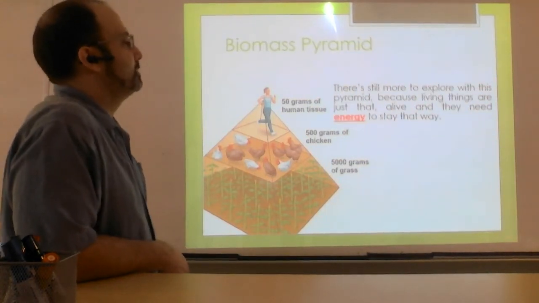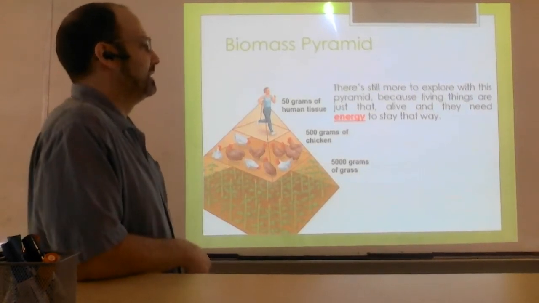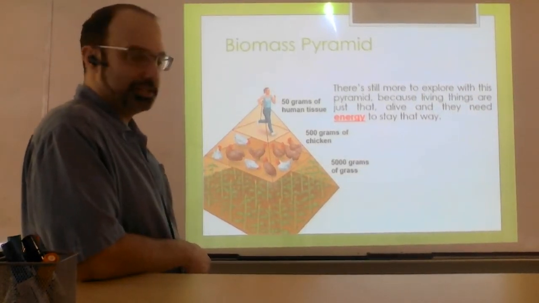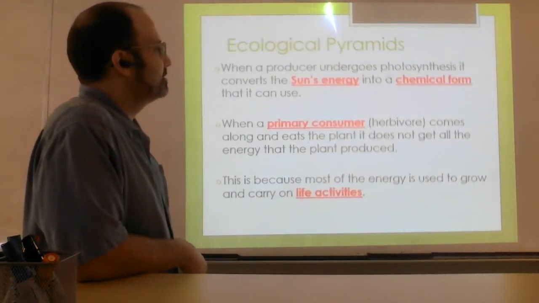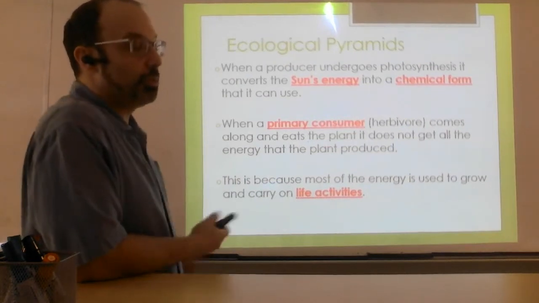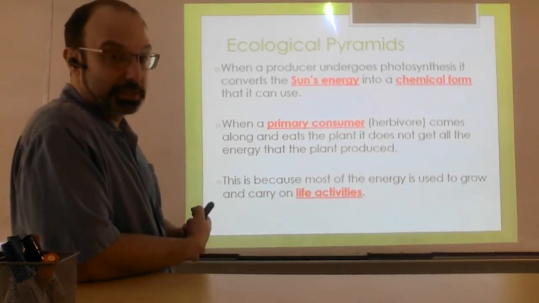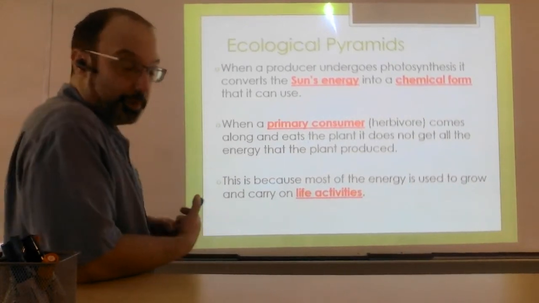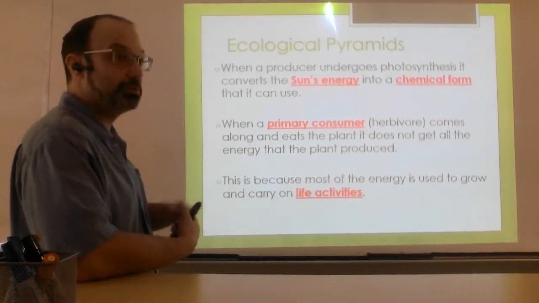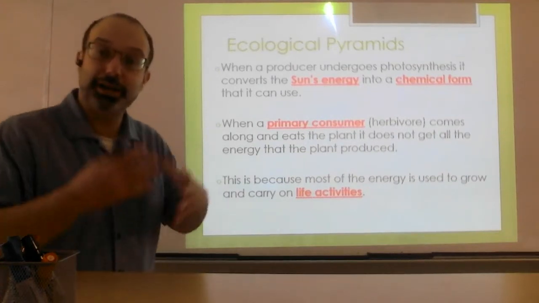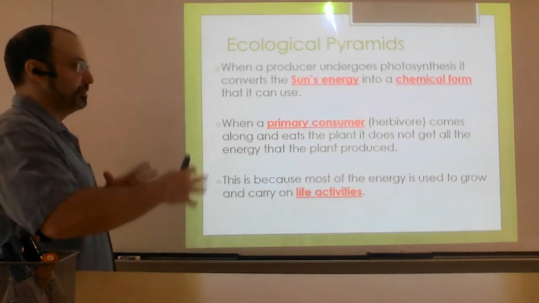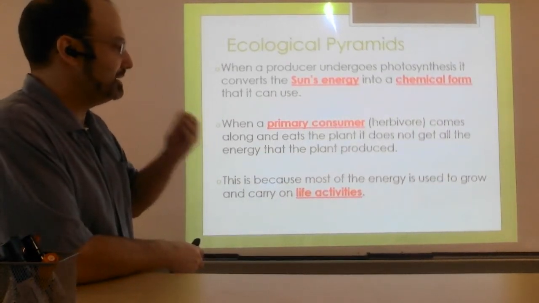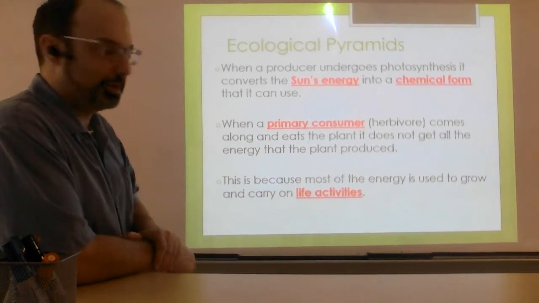There's still more to explore with this pyramid just because living things are just that, alive, and they need energy to stay that way. So when a producer undergoes photosynthesis, it converts the sun's energy into a chemical form that it can use. Why does it have to make a chemical form of energy? Well, because, again, barring the occasional robots or aliens in the audience, we are chemical-based life forms that interact with our surroundings through chemistry. So when a primary consumer, the herbivore, comes along and eats the plant, it doesn't get all the energy that the plant produced.